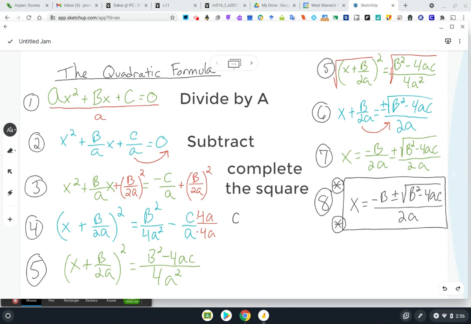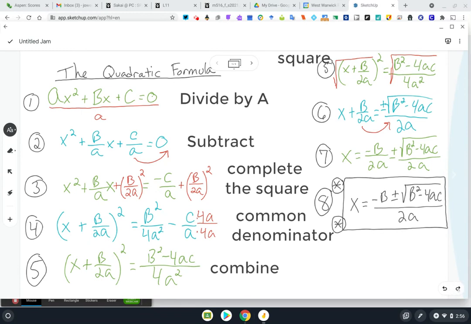In step 4, we wanted common denominators. In step 5, we combine them. And then up top, we took the square root of both sides of the equation, right? Now, remember, when you take the square root of something, you have both the positive and negative roots. So we want to move that b over 2a over to the other side. So, steps 6 and 7, getting down to the quadratic formula, are just repeat steps from the left side over here.